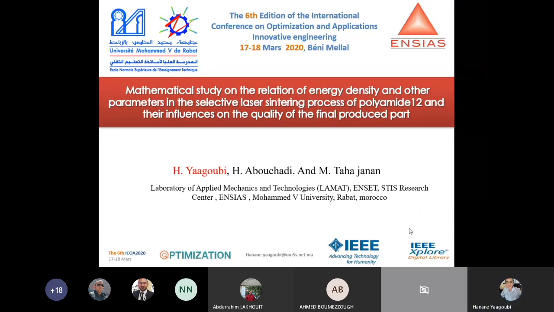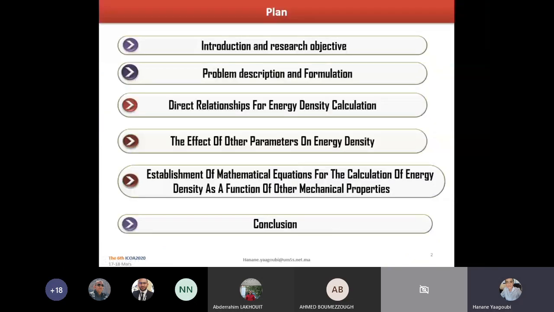So in our presentation, I will follow this plan. I will start with an introduction and research objective. Then I will talk about problem description and formulation. After this, I will show you the direct relationships for energy density calculation. Then I will show you the effect of other parameters on energy density. After this, I will present the establishment of mathematical equations for the calculation of energy density as a function of other mechanical properties. And finally, I will finish with the conclusion.